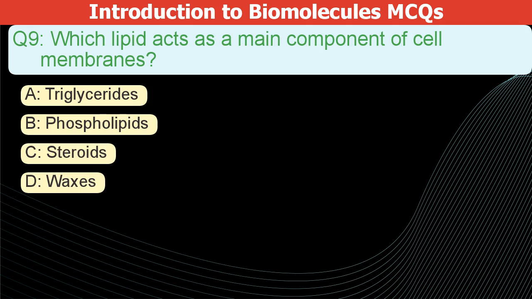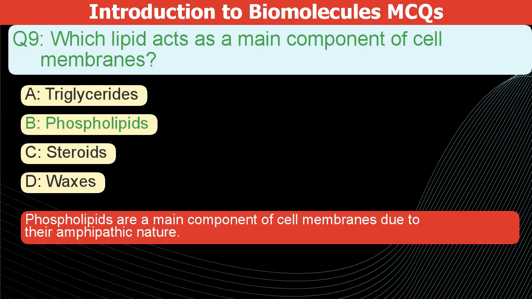Which lipid acts as a main component of cell membranes? A. Triglycerides. B. Phospholipids. C. Steroids. D. Waxes. The correct answer is B. Phospholipids are a main component of cell membranes due to their amphipathic nature.